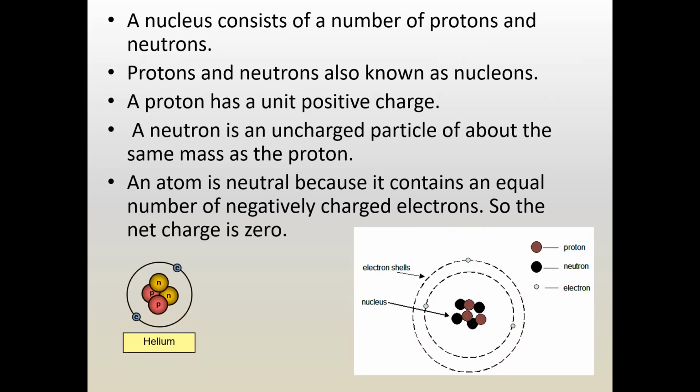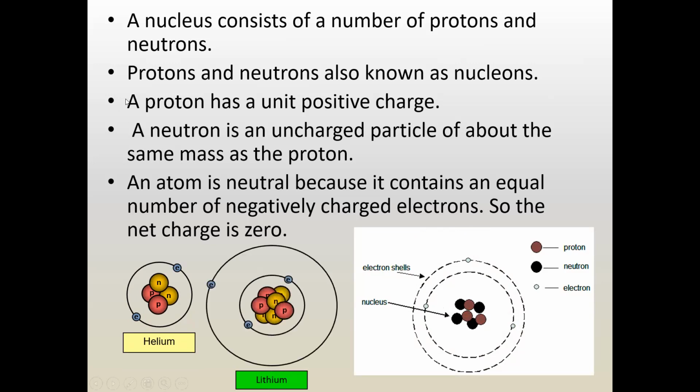So atoms are electrically neutral, and the identity of the element is the proton number. Every element has a unique proton number. So using the proton number, we can identify the type of the element. As you can see here, the first example, helium, has two protons. Whenever two protons are there in the nucleus, that is always helium. The second one is lithium, which has three protons.